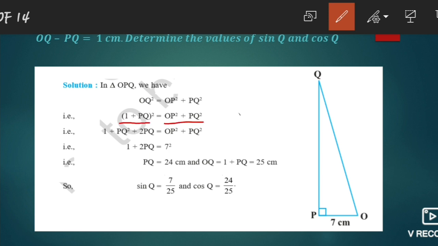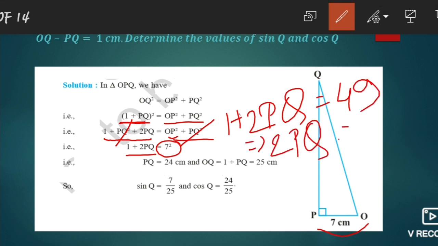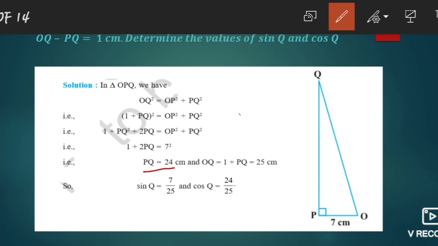Use the identity of A plus B whole square on the left hand side. You will get 1 plus PQ square plus 2PQ is equal to this one. As you can see, this PQ square and PQ square cancel each other, that is 1 plus 2PQ is equal to OP square. Now the value of OP is given as 7, so it will become 7 square. That means 1 plus 2PQ is equal to 49. So 2PQ becomes 48, that's why PQ is equal to 24.